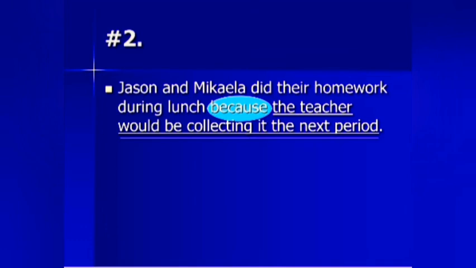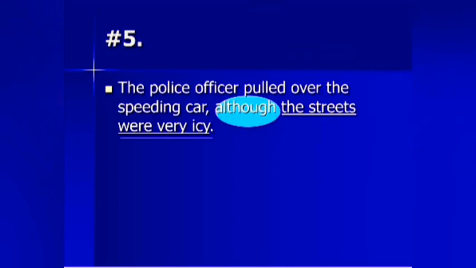So if you find the chapter easy, then you can go for harder learning, and if you find it hard, then you can only find which is the subordinating conjunction. And if you want to learn more, you have to check which one is the subordinating clause. So make yourself clear which one you want. The police officer pulled over the speeding car, although the streets were very icy.